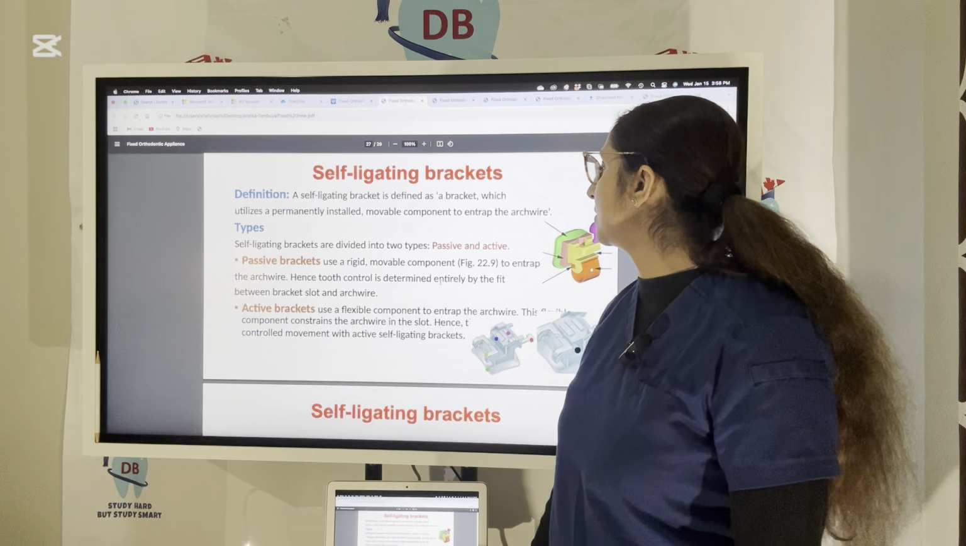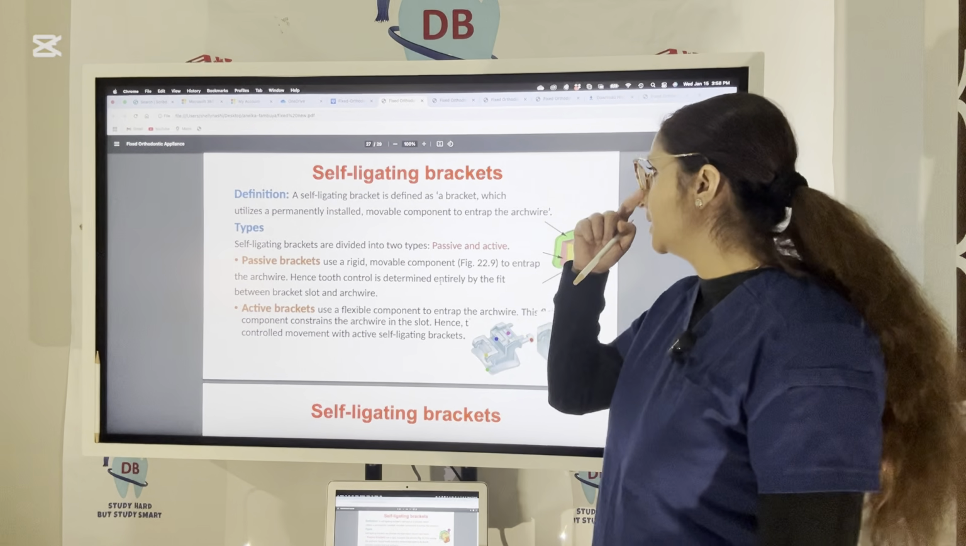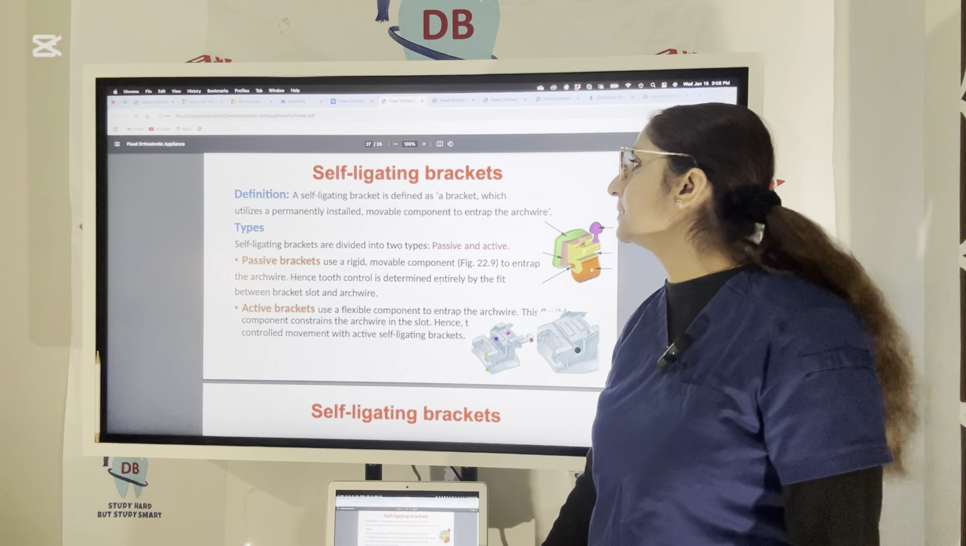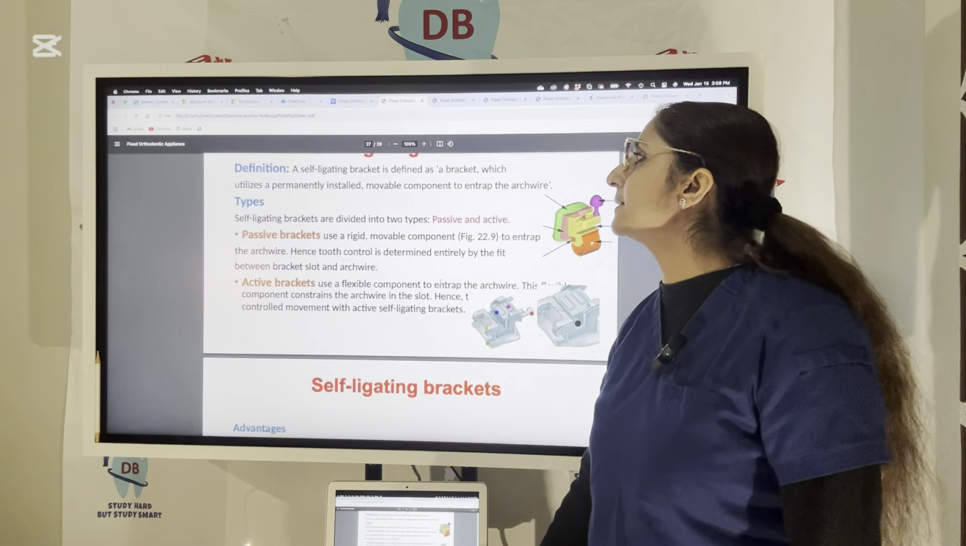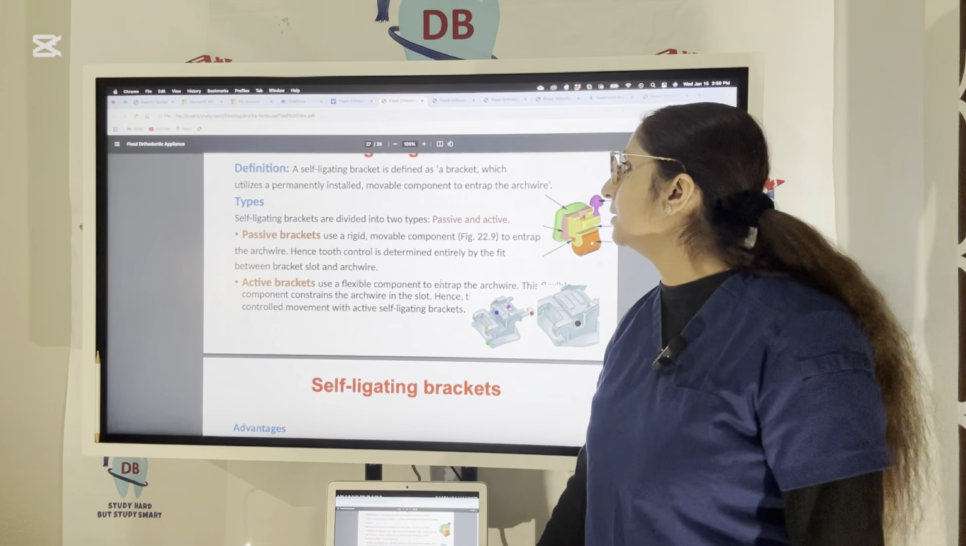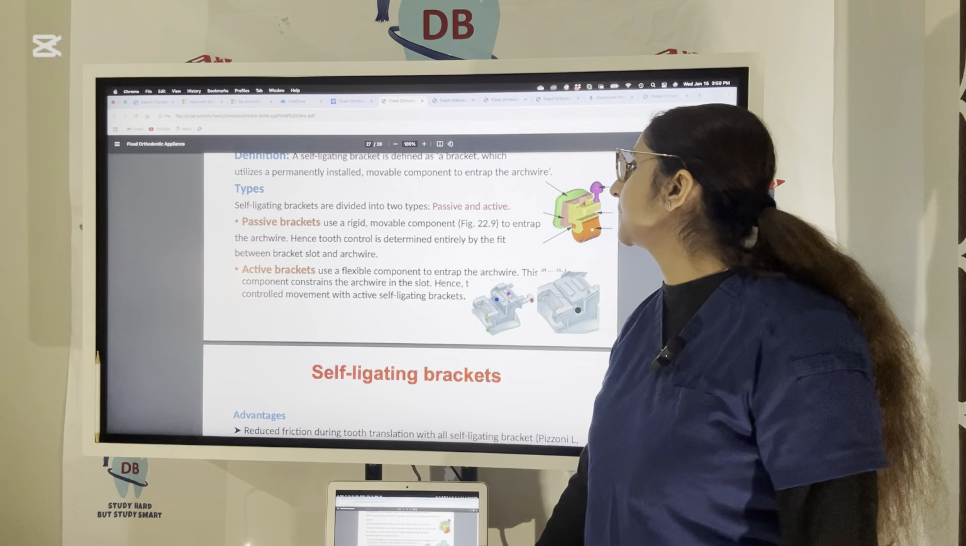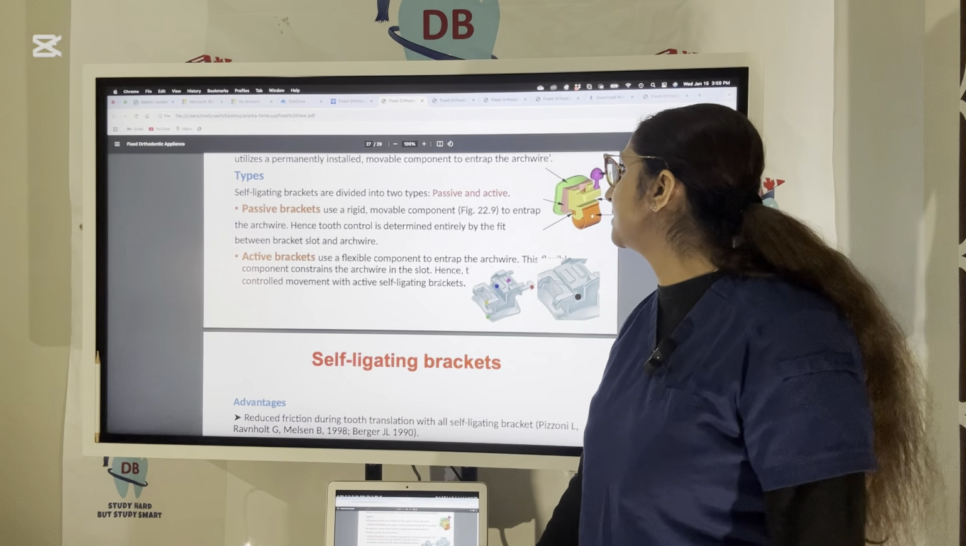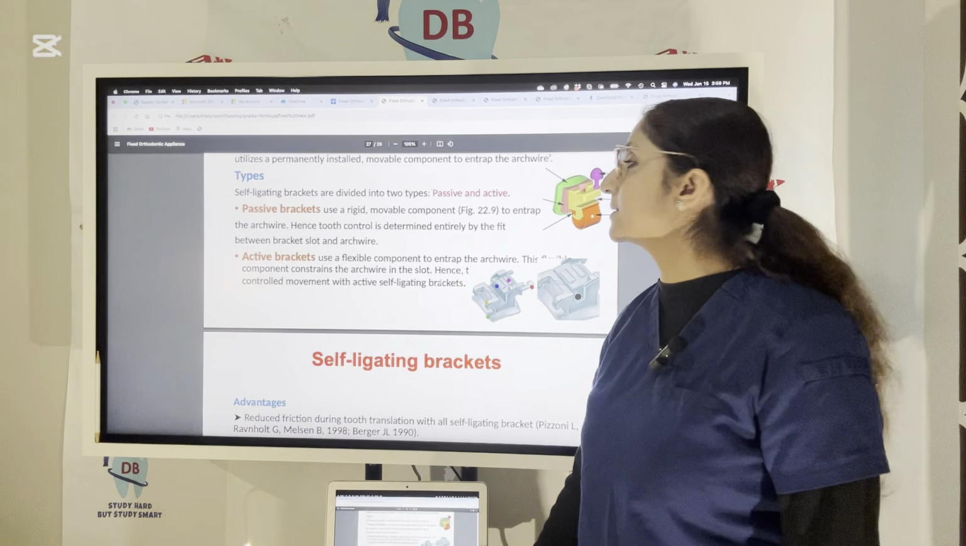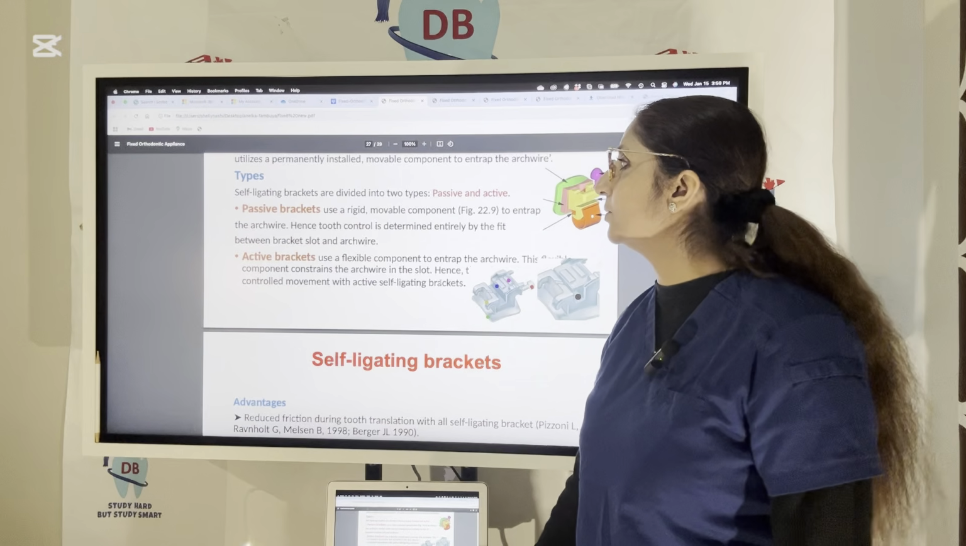Now look at this. These are called self-ligating brackets. So a self-ligating bracket, students, is defined as a bracket which utilizes a permanently installed movable component to entrap the arch wire. So you don't need ligatures here. You have a locking mechanism. So as soon as the wire goes inside the slot, you are going to close the lock.